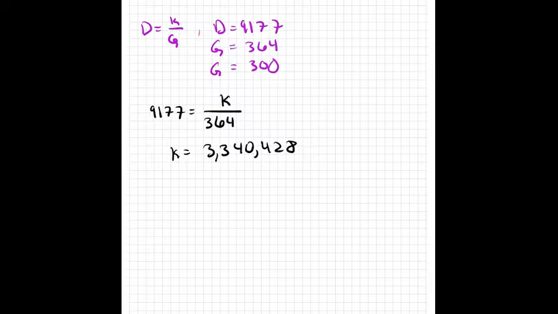I'm just confirming that I wrote this down right. 3,340,428. Okay, so that's our constant of variation.